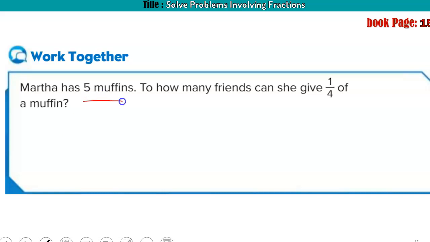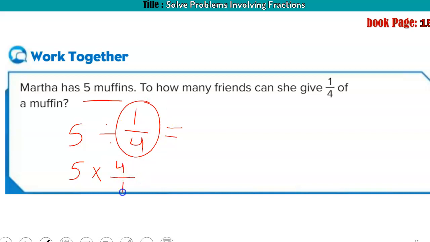You have 5 muffins. How many friends can she give 1/4 of a muffin? So you need to divide 5 by 1/4 to know how many friends you can give muffin to. Each friend will take only 1/4, but you have 5 muffins, so just divide. We divide using multiplication, doing the reciprocal here. It is 4/1. So if you give each one 1/4 of a muffin, you can give muffin to 20 friends.